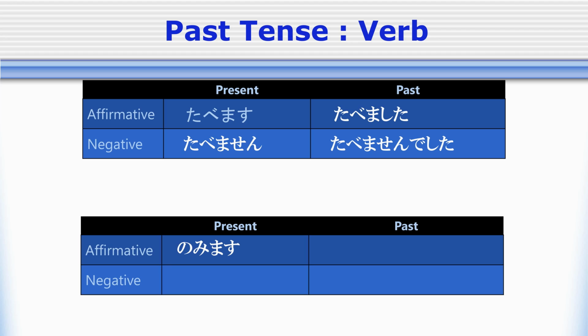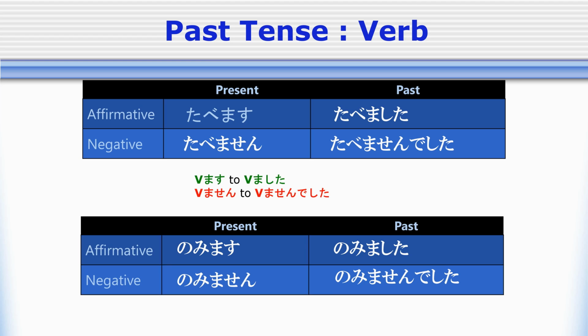Okay, let's look at another verb. How about to drink? 飲みます. How can I make 飲みます into a negative so I don't drink? That's right, I want 飲みません. How can I make it into the past tense? So I drank. 飲みました. Okay, now how can I make it in the past tense negative? So I didn't drink. 飲みませんでした. So 食べました. 食べませんでした. 飲みました. 飲みませんでした. This is how I can form past tense verbs in Japanese.